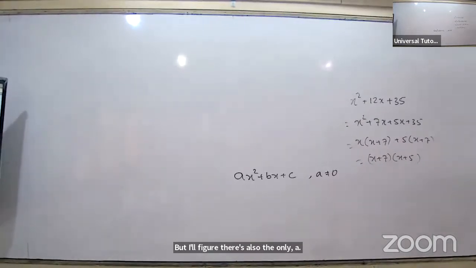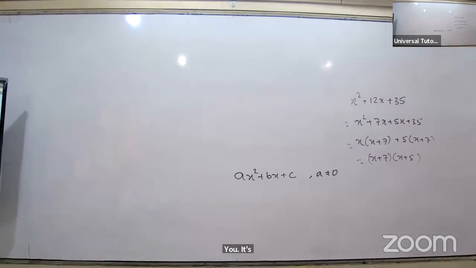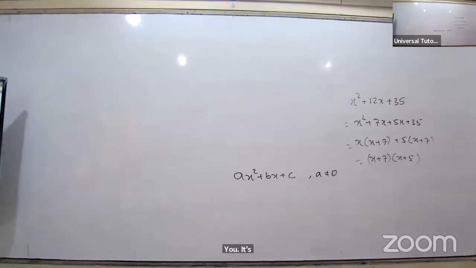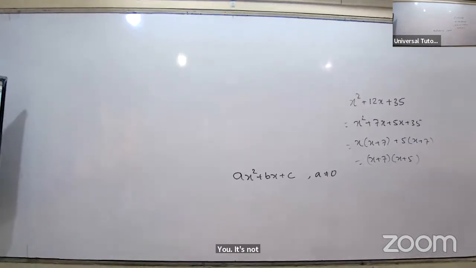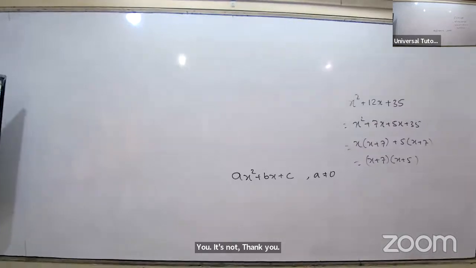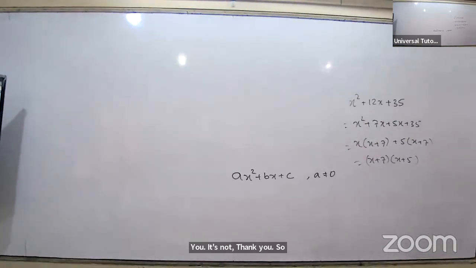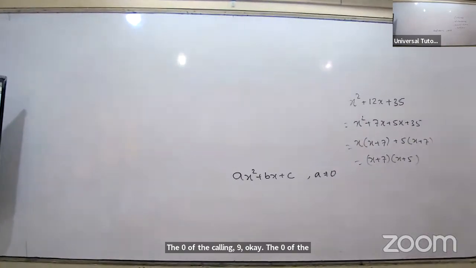Geometrical meaning of the zero of the polynomial p of x. A zero of the polynomial is the value which makes the polynomial zero. That is a value, but what is the geometrical meaning? When you draw the curve, the zero of the polynomial means the point where the curve touches the x-axis.